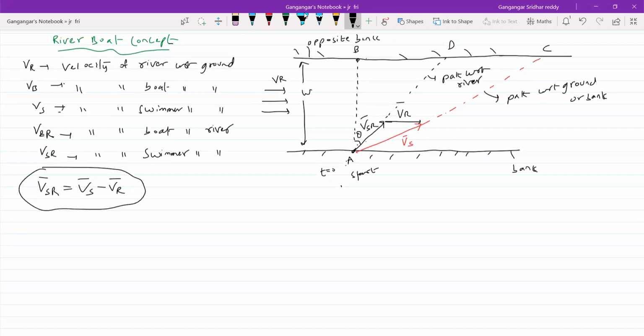VS is velocity of swimmer with respect to ground. VSR is velocity of swimmer with respect to river. I think the sentence itself is there. With respect to river. Fine. I think I'll write it. Okay, look at this. Now there's a path with respect to ground. So here, the swimmer will be here. There's only one swimmer. Don't think that two swimmers will come. There's only one swimmer there.